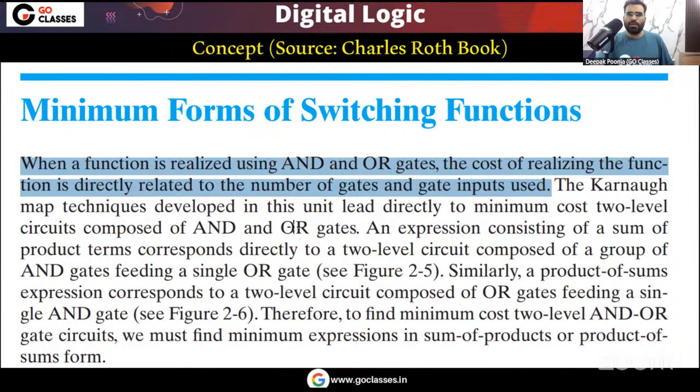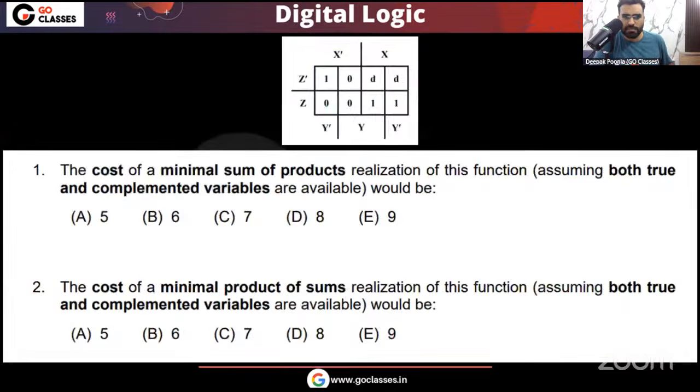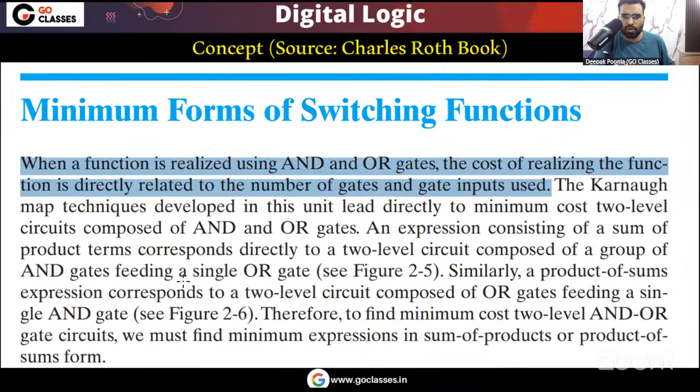I hope you understood this point: in part 1 and part 2, the question is asking the cost of minimal SOP realization and the cost of minimal POS realization. When a function is realized using AND gates and OR gates, the cost of realization is the summation of the number of logic gates and the number of gate inputs. You just do the summation. Very simple. Now let's solve this question.